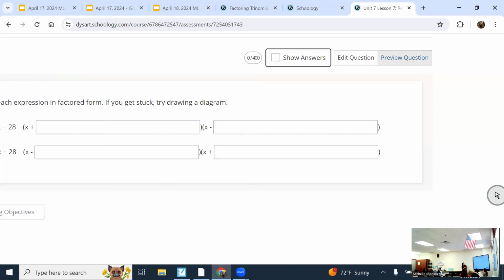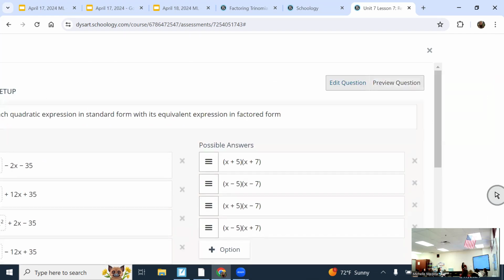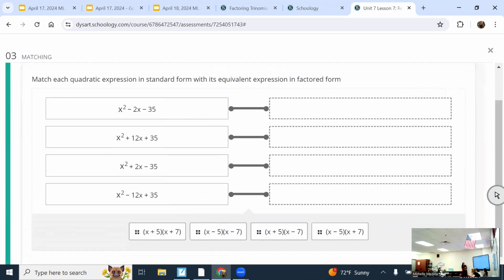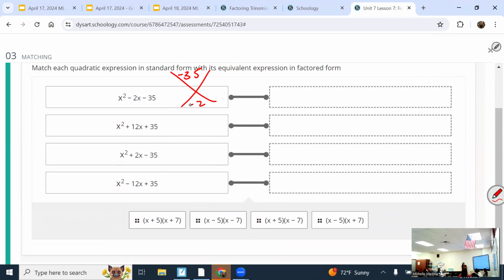Number 3 on today's. Match each quadratic expression in standard form with its equivalent expression in factored form. Again, yours might be shuffled, so make sure we're not just blindly copying, make sure we are looking at the correct one. So I set up my diamond, it goes A times C on top. Right now in these lessons, A is 1, you'll see what happens when A is not 1, there's an added step. But A times C, I get negative 35, B goes on the bottom. I'm looking for 2 numbers that multiply to negative 35 that add to negative 2.